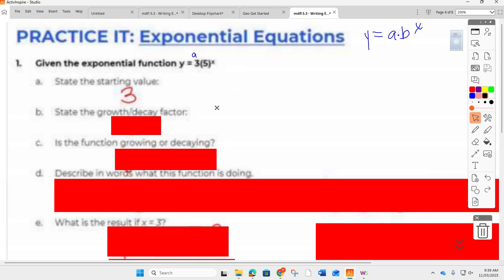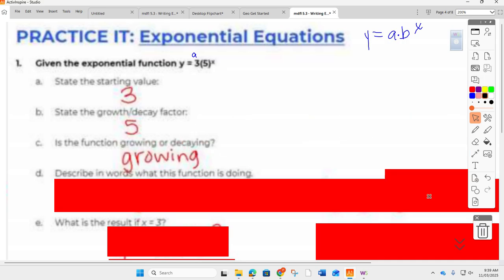And what is the growth or decay factor? It's 5. So remember, that's what is being multiplied by the initial value. And is it a growth or a decay factor? Growth is greater than 1, so it is a growth. It's growing.